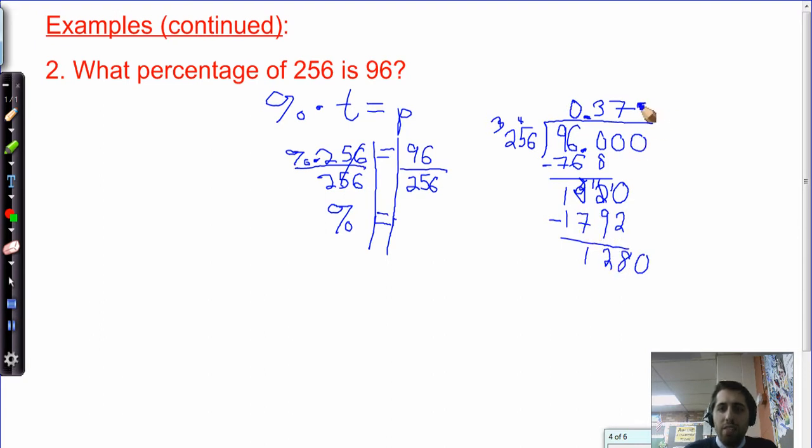So let's try 5. 5 times 6 is 30. Looks good so far. 5 times 5 is 25 plus 3 is 28. Still looks good. 5 times 2 is 10 plus 2 is 12. Okay, we found this answer. Phew. So the percentage in decimal form is 0.375 or 375 thousandths.